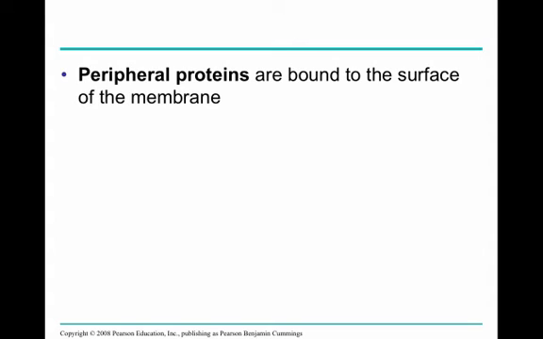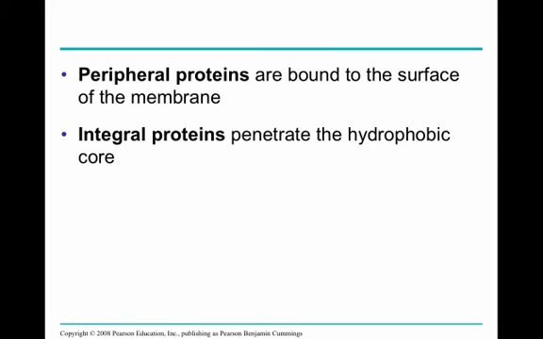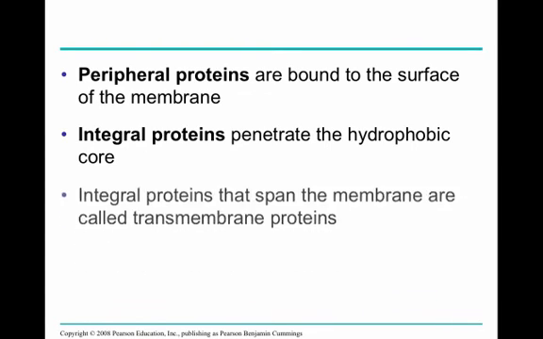Now those basic types will have different jobs and different names, but we have peripheral proteins, and those are bound to the surface of the membrane only. So peripheral, like our peripheral vision is out to the side, these proteins are bound to the sides or the surface of the membrane. Whereas integral proteins are integrated right into the membrane, and they go through the core of the membrane. They penetrate that hydrophobic core and can work their way all the way through the membrane.